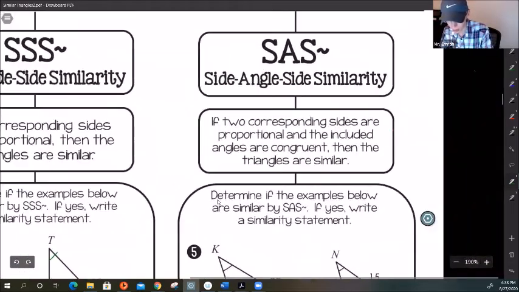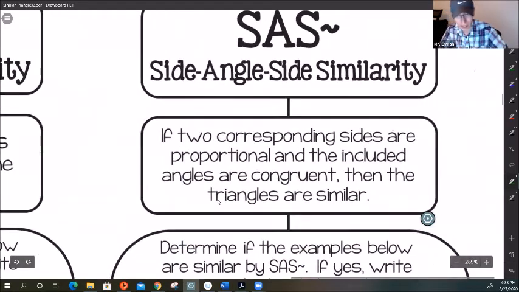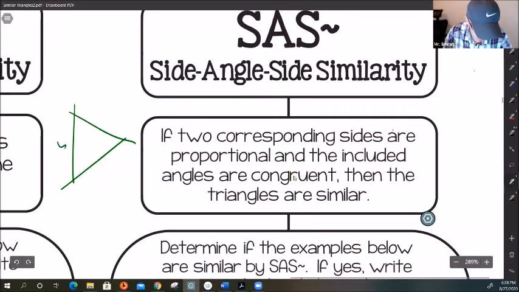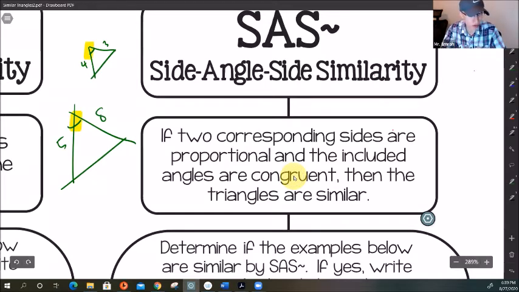And the last one is a more complicated one, because sides need to be proportional and angles must be the same. If two corresponding sides are proportional and the included angles, meaning the angle in between, are congruent, then the triangles are similar. So if I have these two sides, 5 and 8, and on the other triangle I have 4 and 3, the included angles are the angles in between these two sides. The included angle is the angle in between those two given sides.